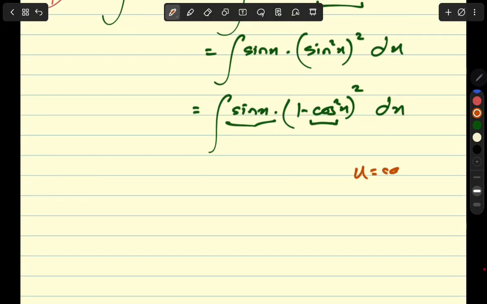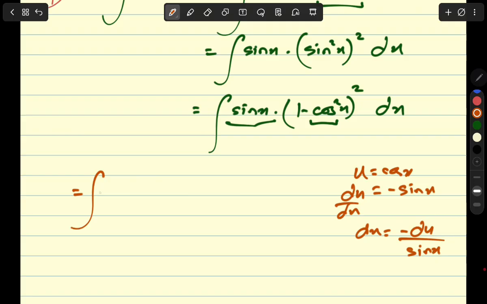So u is equal to cos x, and du by dx is going to become minus sine x, right? Now see, so how do you do it further? So this is going to become minus sine x. So my dx is going to become minus du over sine x. Yeah, that's right. Okay.